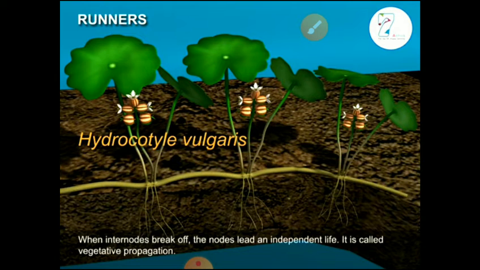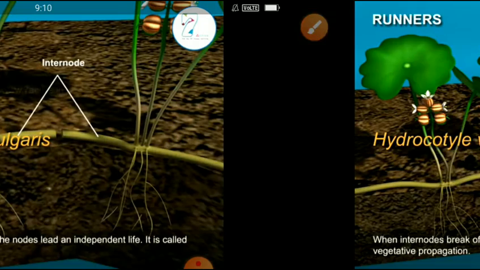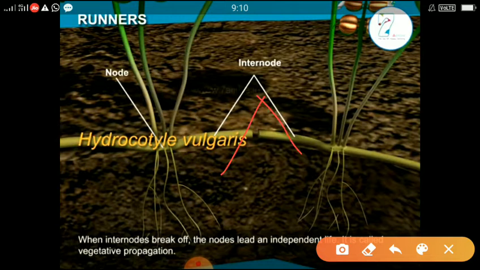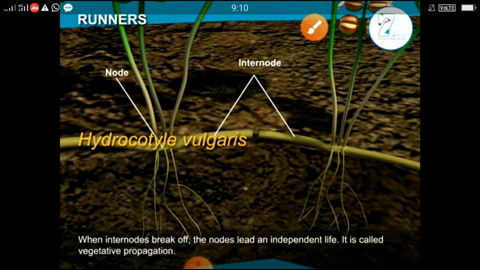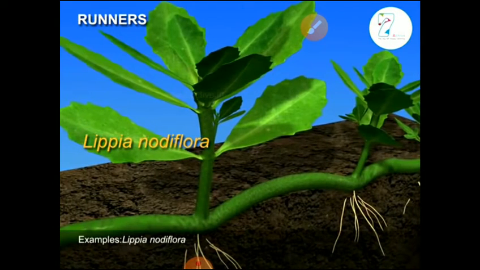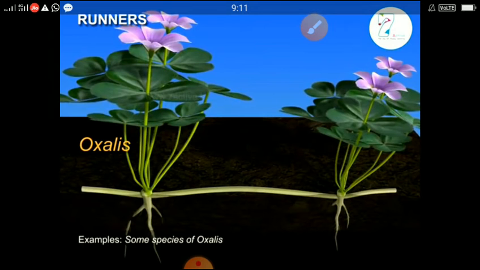When the internode breaks off, the nodes lead an independent life. It is called vegetative propagation. Listen, this is the breakage of internodes. So when the internode breaks off, the nodes lead an independent life. Examples: Hydrocotyle vulgaris, Lippia nodiflora, some species of Oxalis.